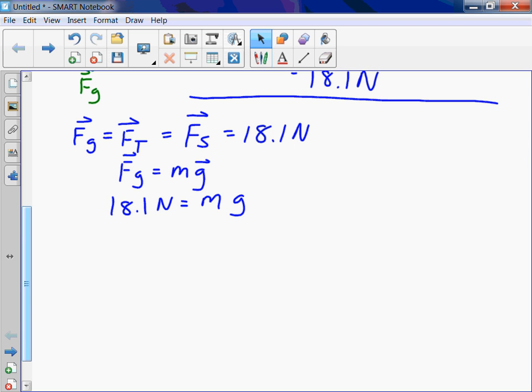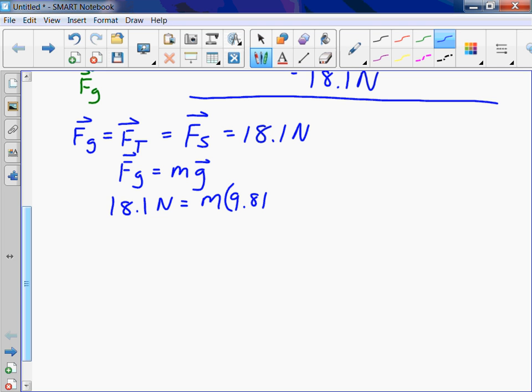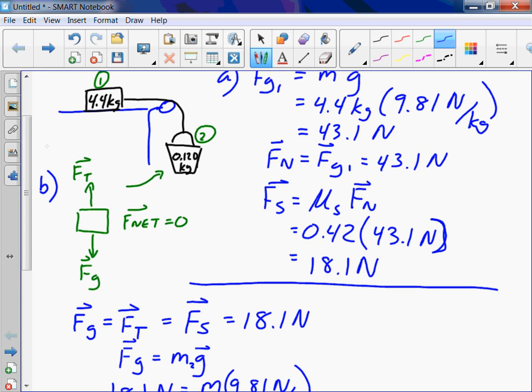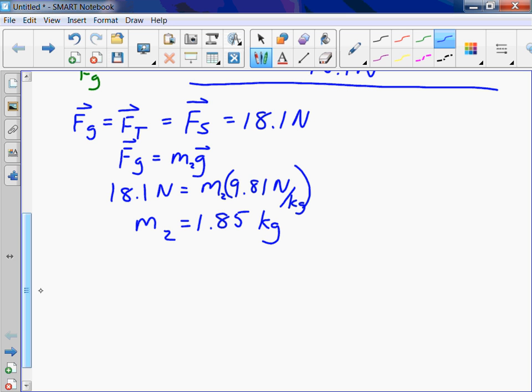Might as well sum that up. All right, so if we divide 18.1 by 9.81, we end up with a mass of the bucket of 1.85 kilograms. I should put that 2 subscript all the way through because I labeled the bucket mass number 2.